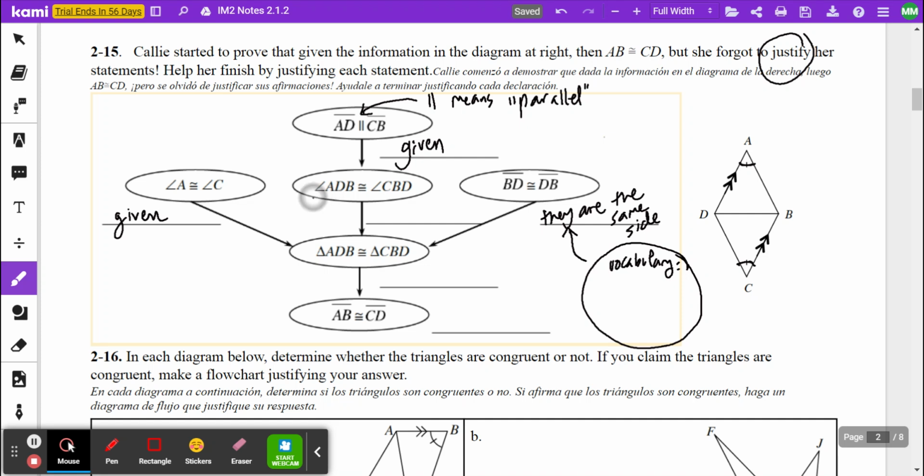Okay, now the harder one. Angle ADB is congruent to angle CBD. That's what we're going to use these parallel lines for. We have these parallel lines, and we have a transversal that cuts them. We're going to use alternate interior angles to claim that ADB is congruent to CBD. We would not be able to use these alternate interior angles if we had not already said that AD and CB are parallel.